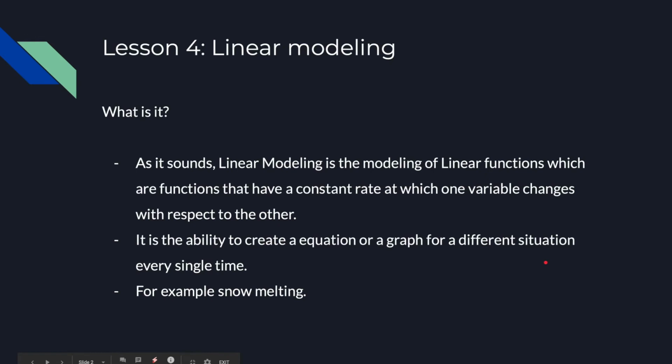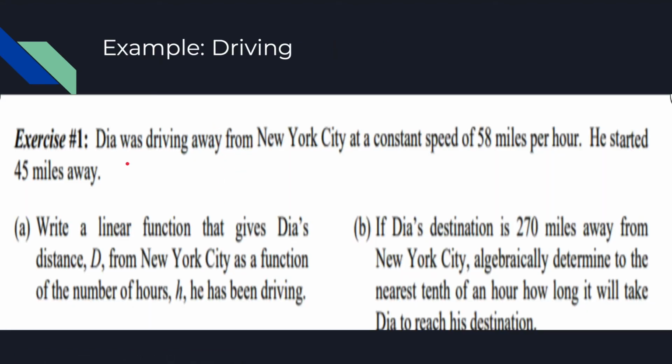So Lesson 4 is linear modeling. What is it? Linear modeling is the modeling of a linear function, which are functions that have a constant rate and in which one variable changes with the respective other. It is the ability to create an equation or a graph of a different situation every single time. For example, snow melting. This is the example that we have today.